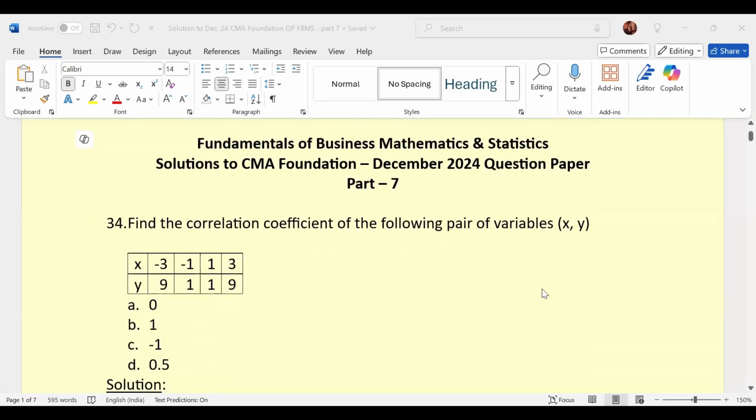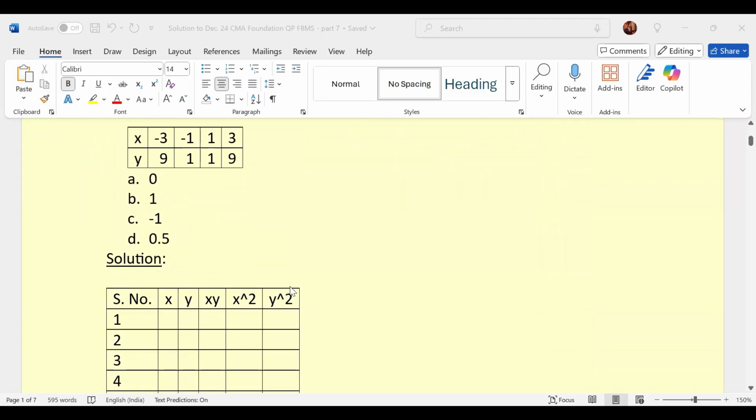Hello everyone. This is in continuation to our solving of December 2024 question paper of Business Mathematics and Statistics of CMA Foundation. This is part 7. Question number 34. Find the correlation coefficient of the following pair of variables. Some 4 pairs of data is being given. We have to find out the correlation.